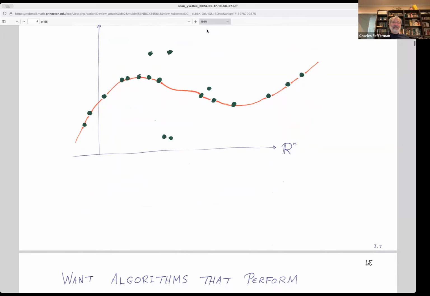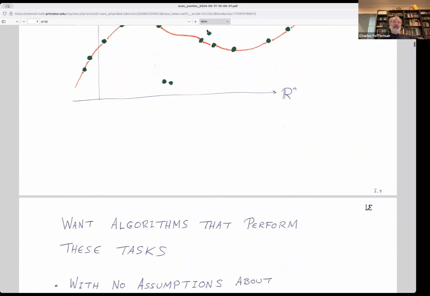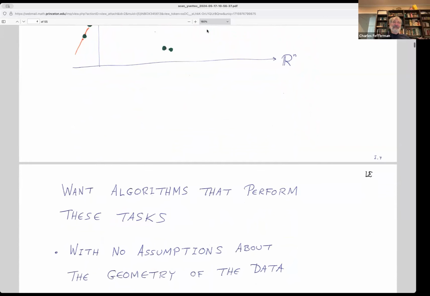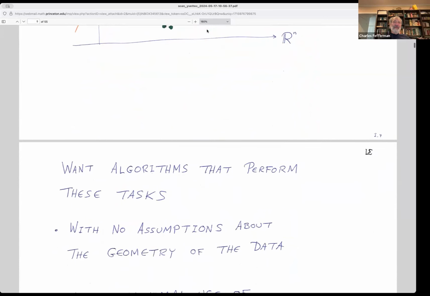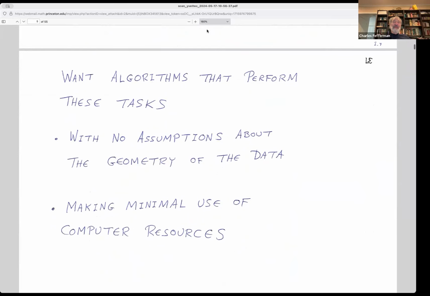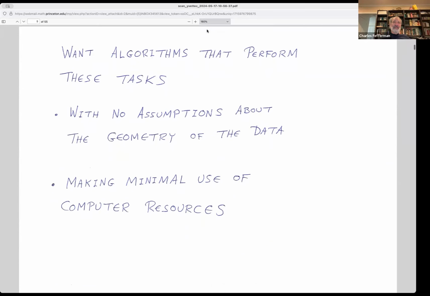Now we want to perform these tasks with a computer. This is, of course, a theory talk, so there is a mathematical idealization of a computer, a Turing machine or something. We want algorithms that perform these tasks with no assumptions about the geometry of the data. That is, the algorithms should always work. And we also want efficient algorithms. We don't want to wait until the end of the universe to get an answer. We want to make minimal use of computer resources.